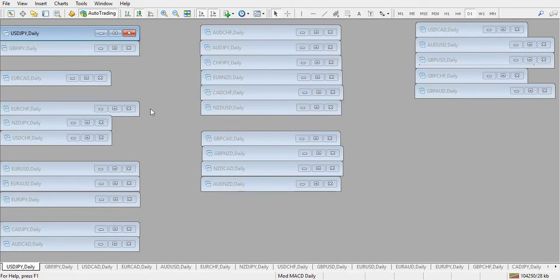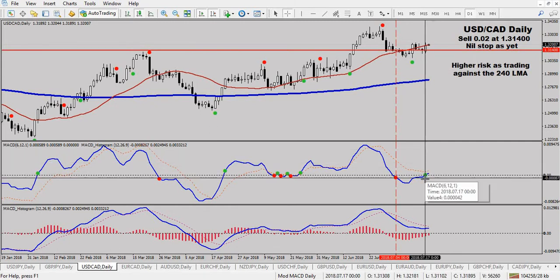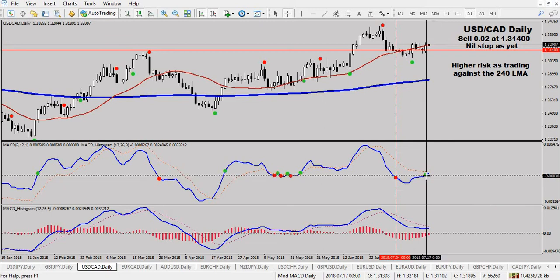So Mod MACD, let's have a look at these charts, and I'll probably show you what I mean in a minute. We'll start with the USD Canadian dollar. I was in a sell here. I've closed that out for a loss. It's about minus 57 pips. The fast MACD is confirmed through the zero level.